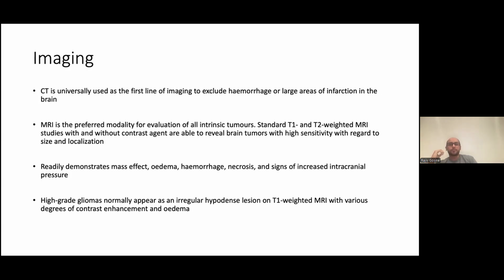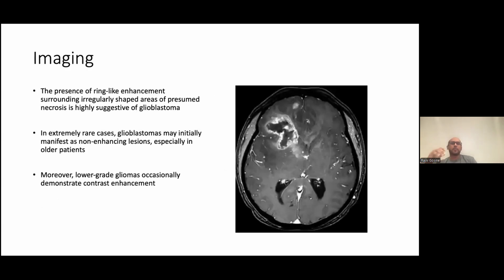High-grade gliomas normally appear as an irregular hypodense lesion on T1 weighted MRI, with various degrees of contrast enhancement and edema. The presence of a ring-like enhancement surrounding an irregularly shaped area of presumed necrosis is highly suggestive and pathognomonic of glioblastoma. In extremely rare cases, glioblastomas may initially manifest as a non-enhancing lesion, especially in elderly patients. Moreover, lower grade gliomas occasionally can demonstrate contrast enhancement. But on the MRI scan, we can see the characteristic ring enhancing lesion as almost pathognomonic for the glioblastoma, with the surrounding edema and the central necrosis.